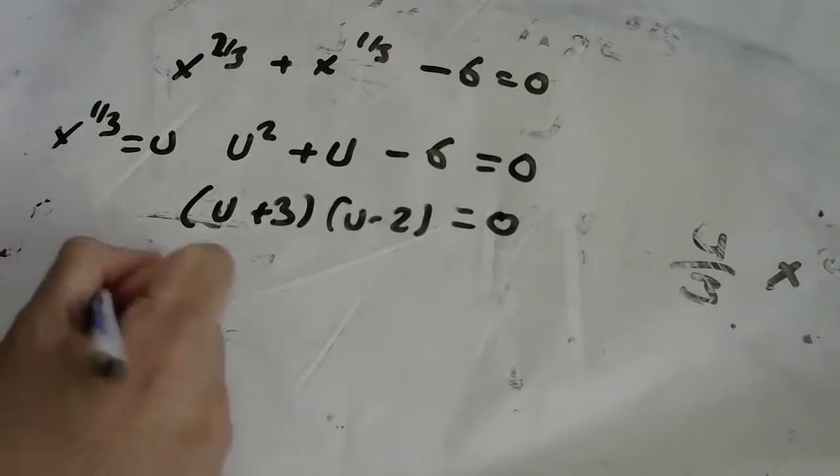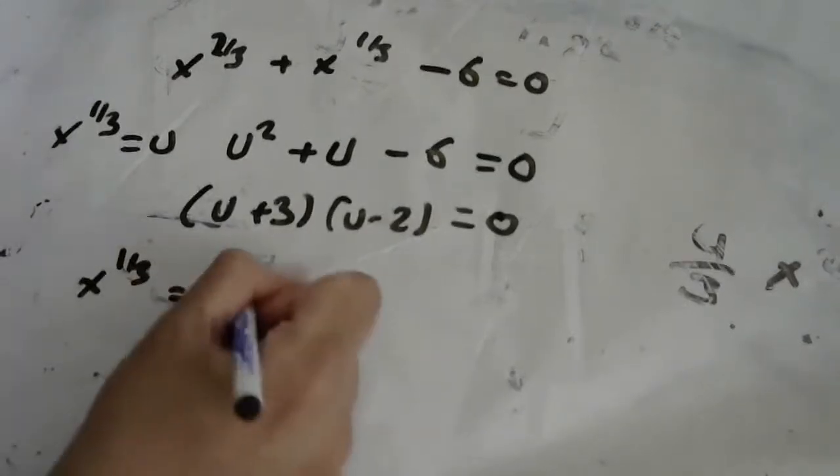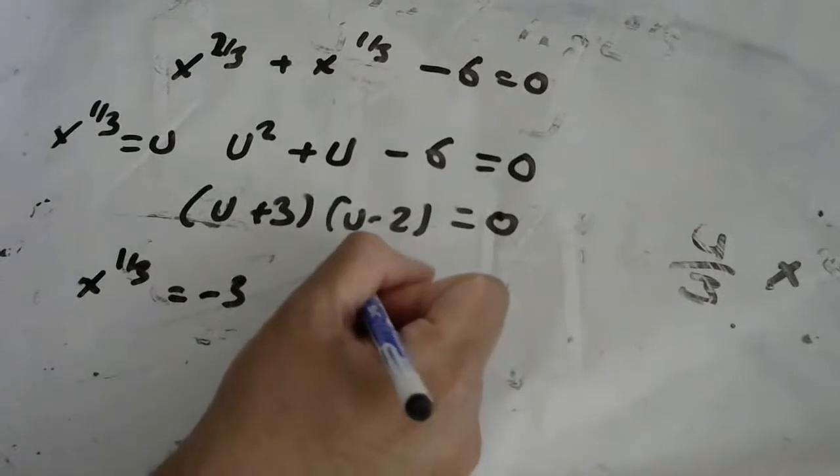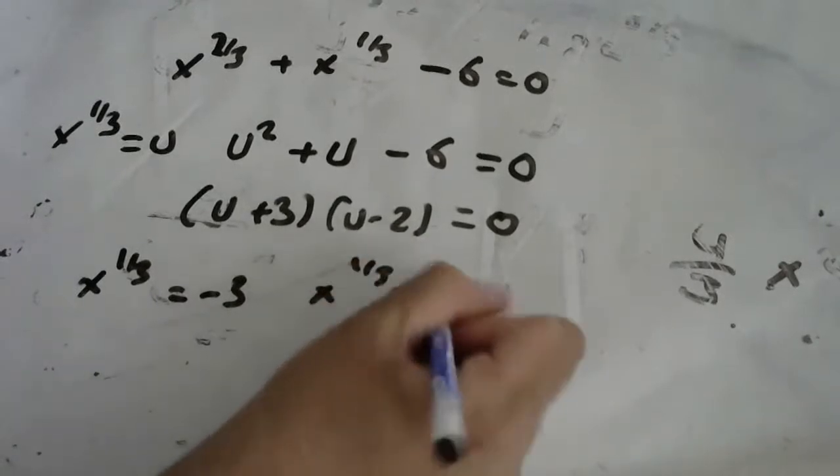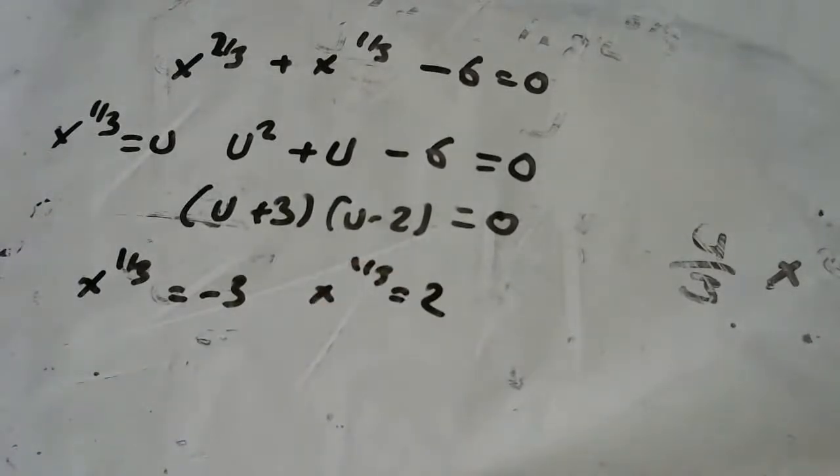Therefore, the answers are going to be, and that's not the whole of the answer, you get x to the 1/3 equals -3, and x to the 1/3 equals 2. And you solve those equations.